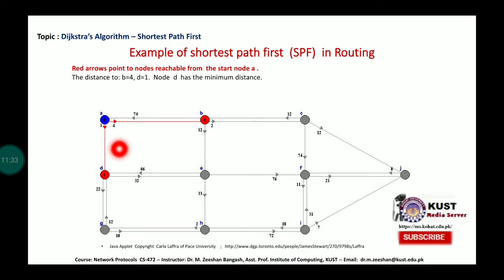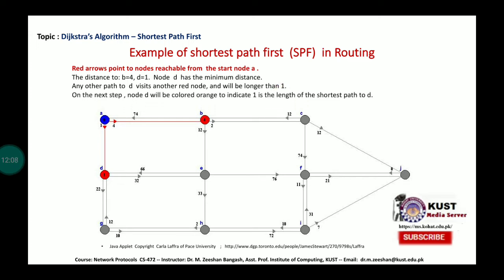So in the next iteration of this algorithm, node D will be color coded. The color of this node will be changed, you will see it in the upcoming slide, and accordingly the other shortest distances will be calculated. Now any other path to D visits another red node and will no longer be shorter than 1. We'll look into it in the upcoming slide.